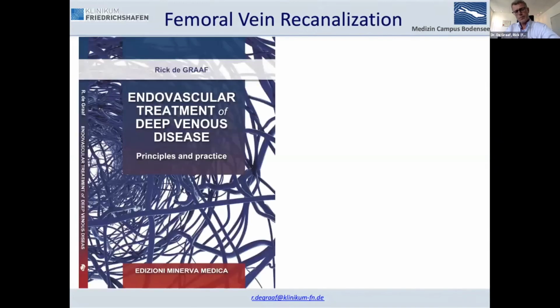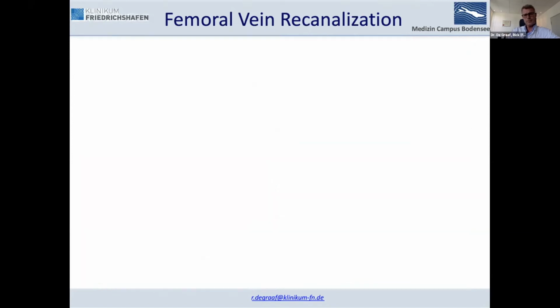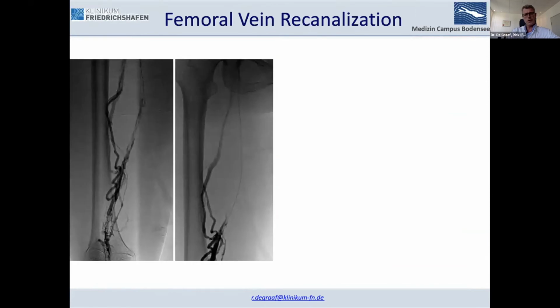And then there's another possibility. This is a book that we wrote together, and Mark Garcia wrote an article on femoral vein recanalization, because that might be another way, if the inflow is not good enough, to not do an endophlebectomy, but to treat the femoral vein so more inflow comes from the lower leg, which actually makes sense, because then the patient also has a spontaneous outflow, thereby reducing their complaints. These are pictures from that article.